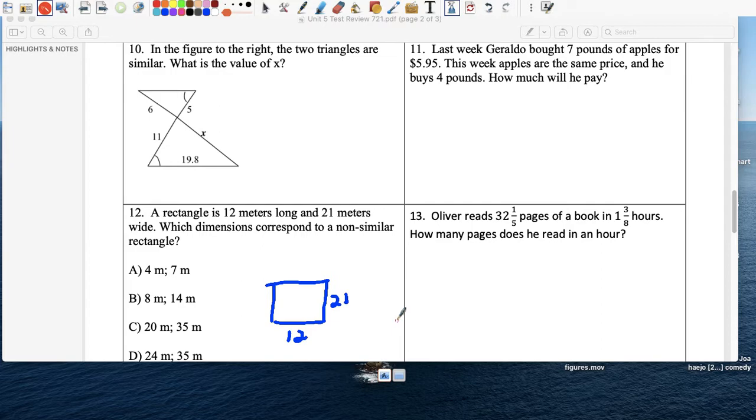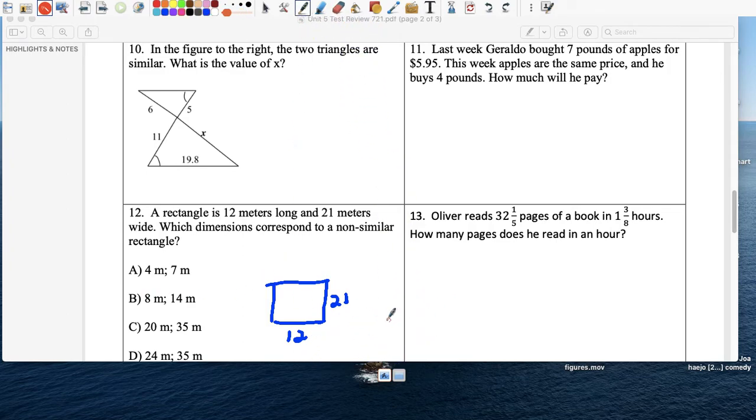First one: 4 meters long and 7 meters wide. How does a 12 become 4? Divide by 3. How does a 21 become 7? Divide by 3. Are these two similar? Yeah.